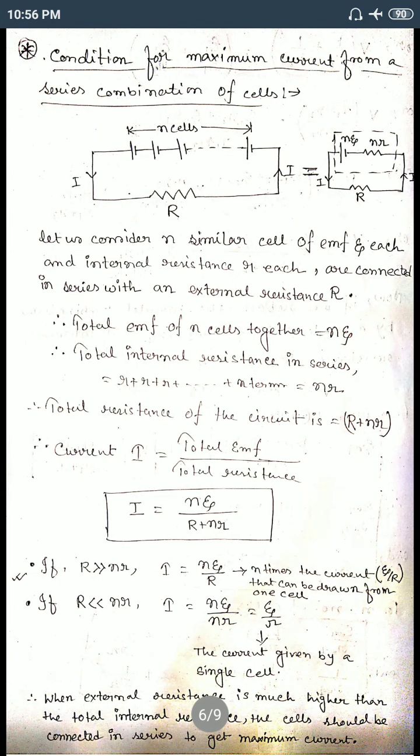Okay, nE, nr across with a capital R. So what is the expression for current? Current means total EMF by total resistance. Total EMF is nE, and total resistance is R plus nr. Now here we can take two conditions. First condition, if the external resistance is very much greater than the internal resistance, then we neglect that term nr.